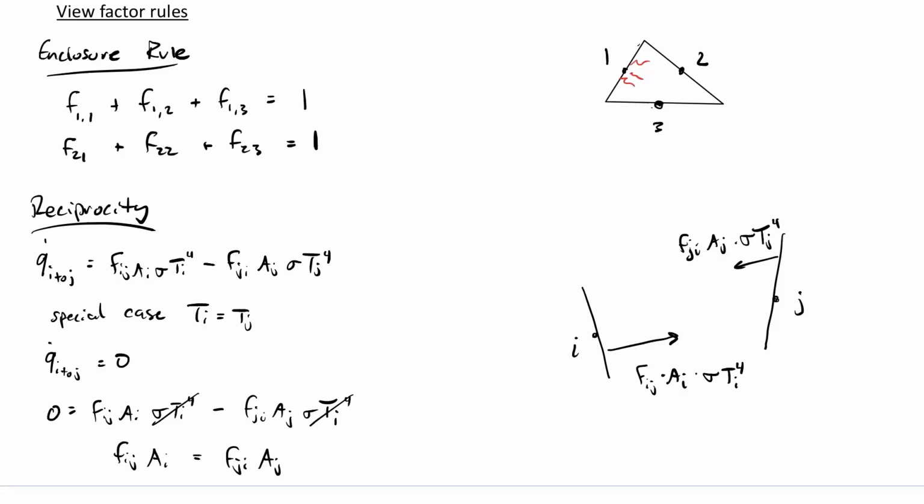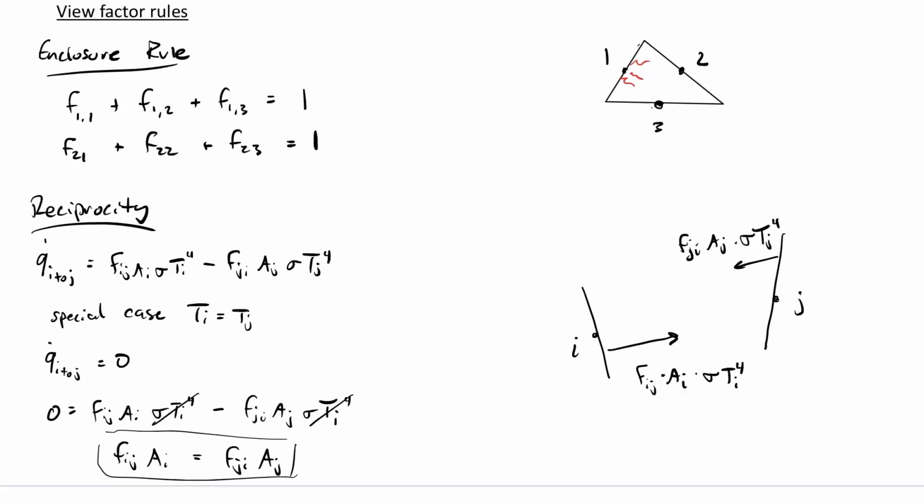If Ti is not equal to Tj, what happens to Q dot I to J? That responds to that temperature difference. So Q dot I to J is always going to balance that difference between Ti and Tj. Right? The other view factors and areas, those aren't changing. Those are constant for the problem. So from this, we can make this observation that this is true. Right? If this is true, this is our reciprocity.